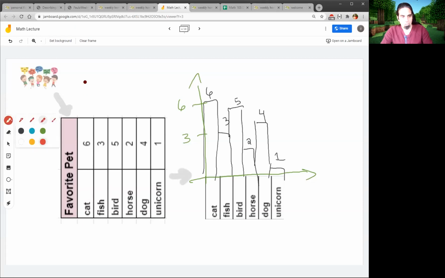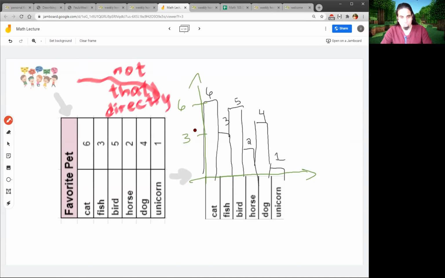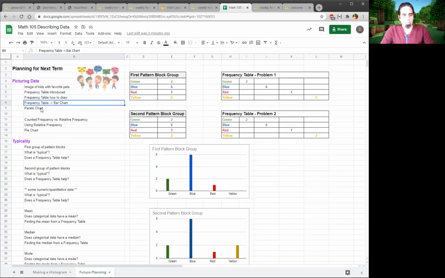And not that directly. Don't go just from the picture to the chart. Is that okay code for myself? Do 2 steps. Okay, something like that. Then, so that was that.